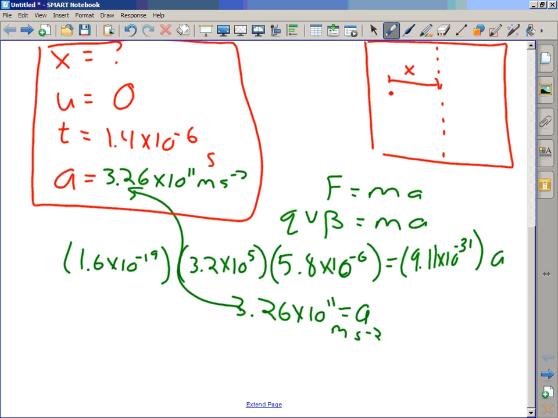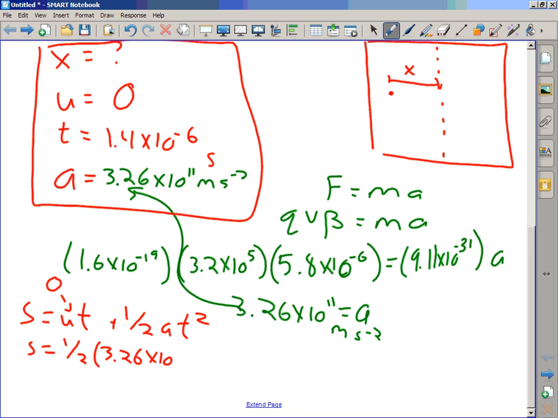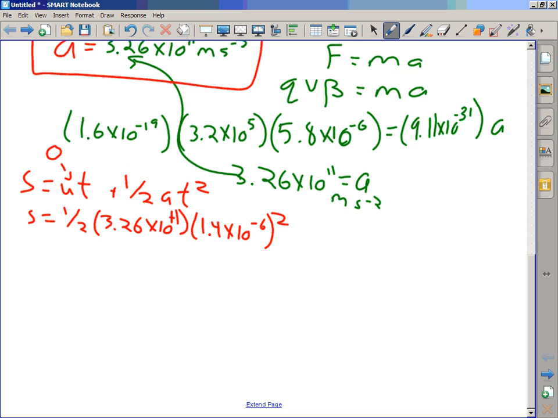S equals ut plus 1/2 at squared is exactly what I need to use here. That's S equals, what happens to this entire term ut? 0. 0 times anything is 0. It just goes away, leaving me with my 1 half, 3.26 times 10 to the 11th, times that time, 1.4 times 10 to the negative 6, quantity squared. Get the S.